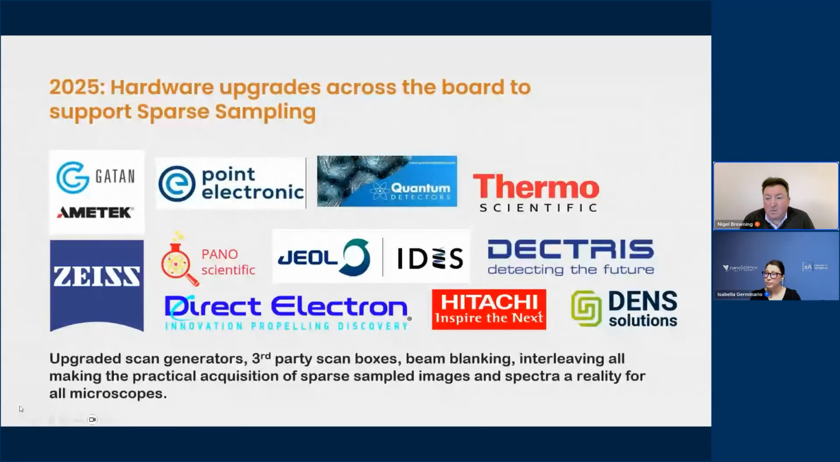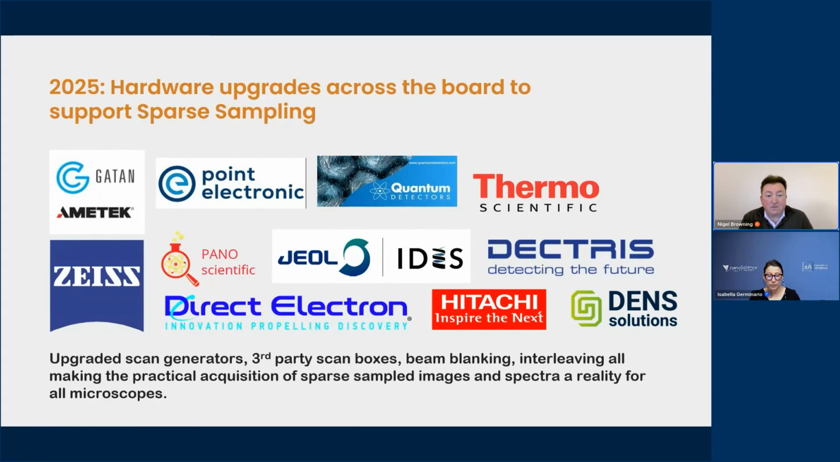So I think the summary that I put together for 2025 was really that it was the year of the hardware upgrade. There are lots and lots of companies out there that are now really supporting sparse sampling on the instrumentation level. And this is the first part of getting compressive sensing that I talked about in the first slide. First part is you have to be able to get a sparse sampled image to come out. Second part is reconstructing it.